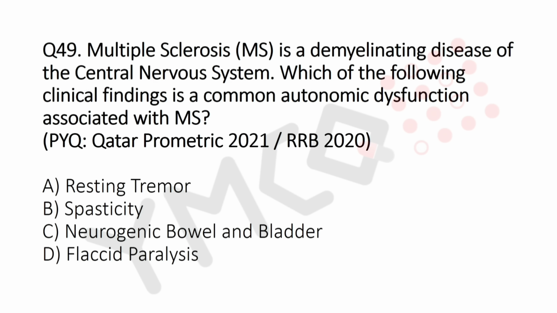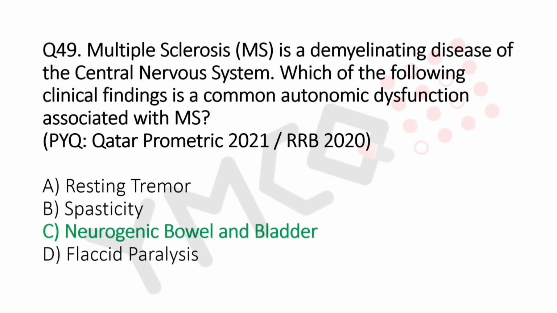Multiple sclerosis is a demyelinating disease of the central nervous system. Which of the following clinical findings is a common autonomic dysfunction associated with MS? Option A, resting tremor. Option B, spasticity. Option C, neurogenic bowel and bladder. Option D, flaccid paralysis. And the answer is option C, neurogenic bowel and bladder.